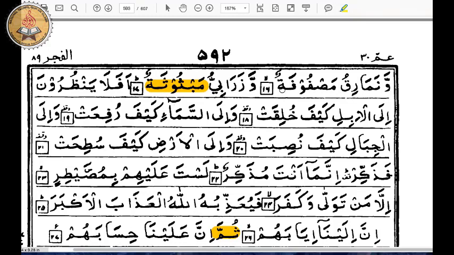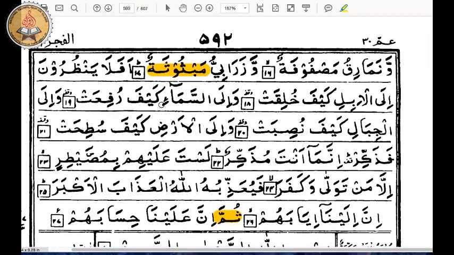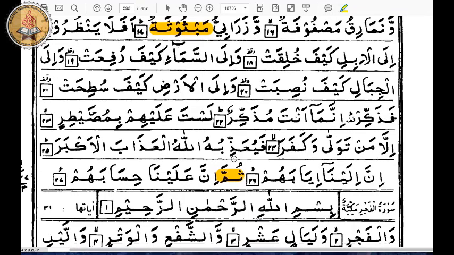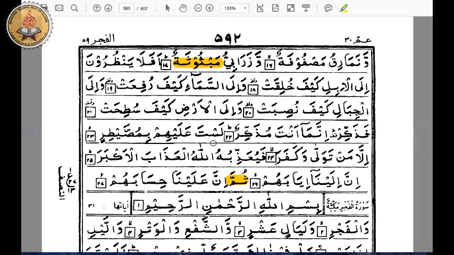وَنَمَارِقُ مَصْفُوفَةٌ وَزَرَابِيُّ مَبْثُوثَةٌ. It's always going to have the ha sound at the end. Okay, brilliant. Jazakillah. Are you okay with the tha sound? Do you think you can confidently apply it in your recitation? Yeah. Okay, brilliant. Jazakillah. Thank you very much, N6116.